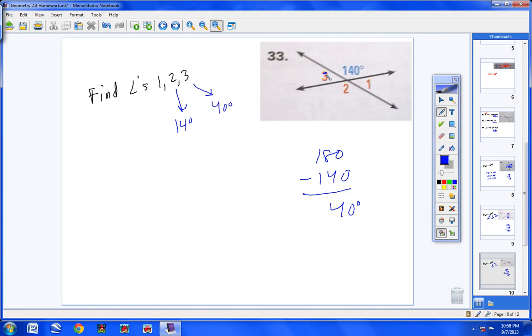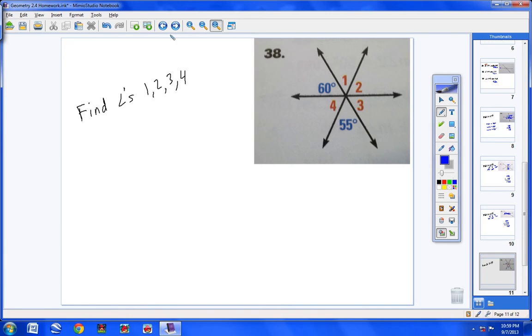Now think about that, students. If this is 40 degrees right here, we know these two angles are vertical, so angle 1 also has to be 40 degrees. Okay, hope that helps. Moving on now to number 38.